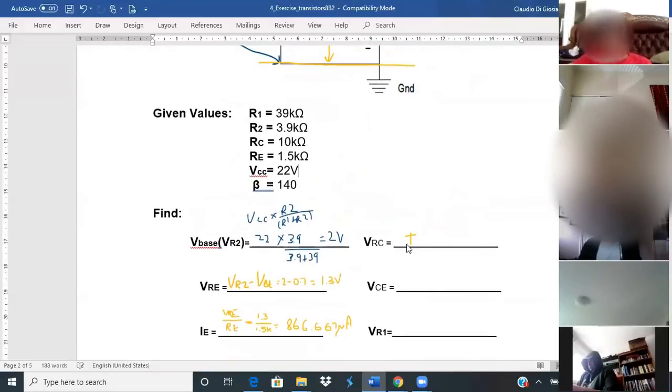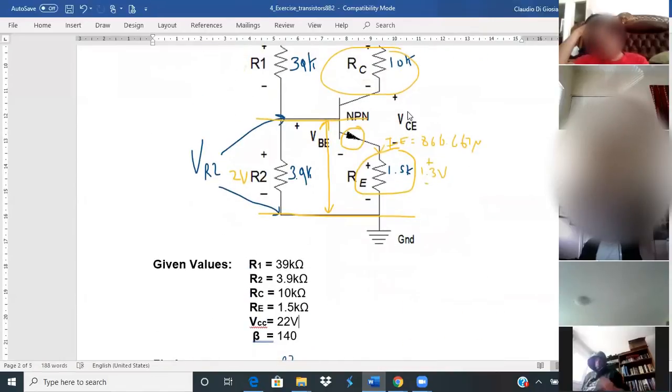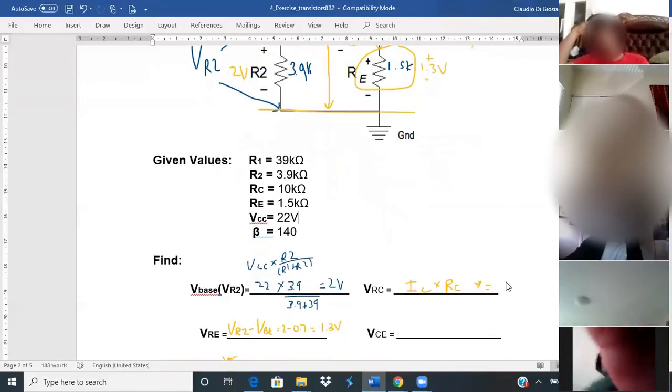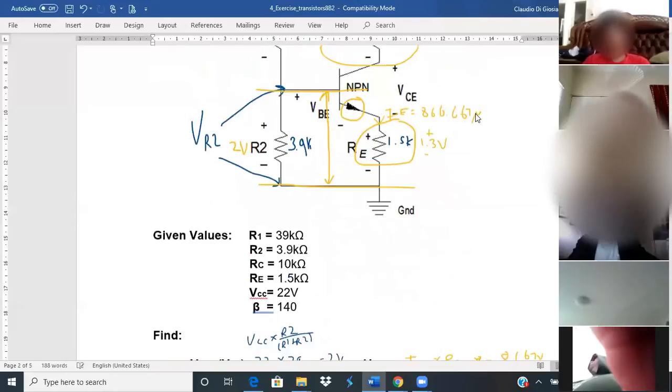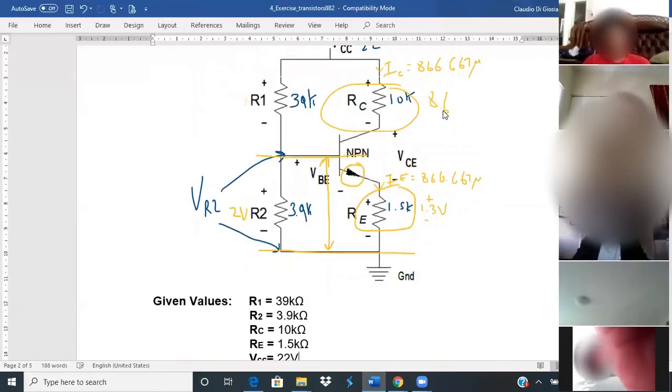VRC is IC multiplied by RC. So the 866.66 micro. I'm just going to put in the answer. 866.66 micro multiplied by the 10K, which is 8.667 volts. So we have 8.667 volts. And we're going to write it in, 8.67 volts. That's the voltage here. So these three components here, we have RC, we have VRC. We have RE, we have VRE.